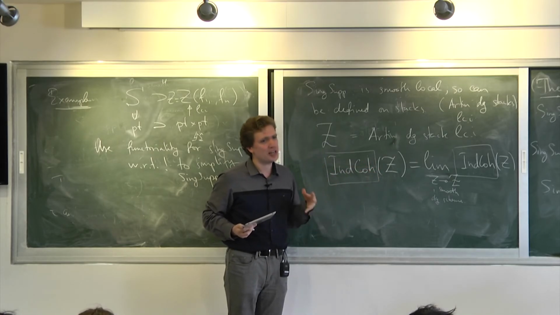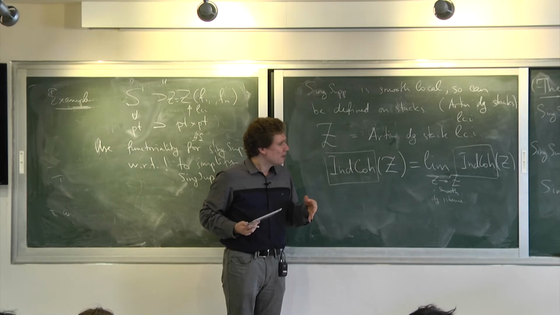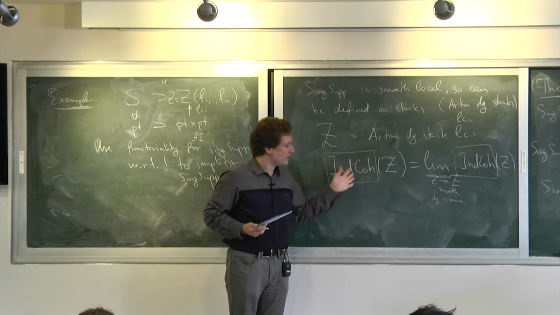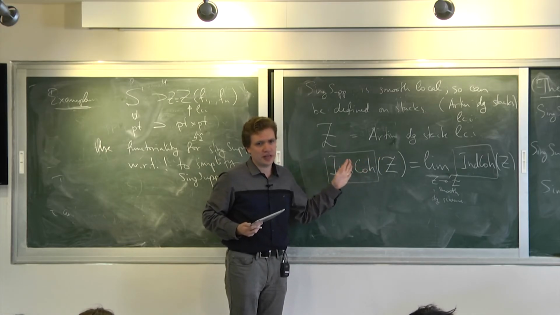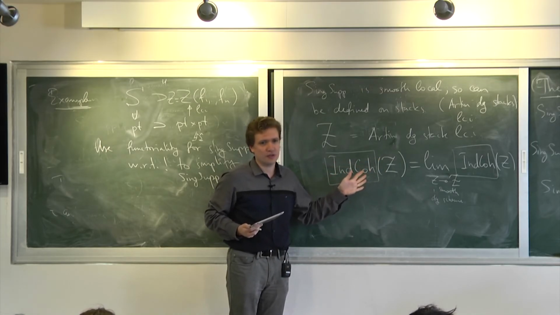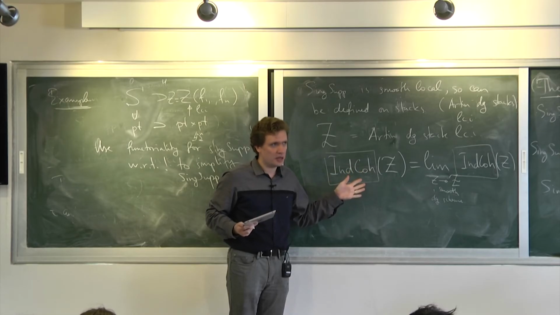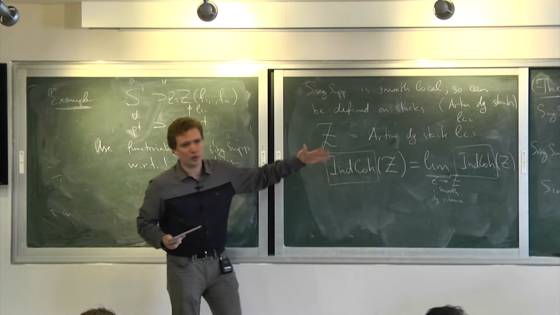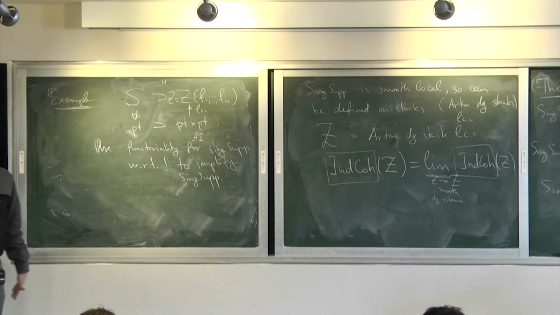But I suggest to forget about this fact for now, because we are also interested in smaller categories, say, the category of quasi-coherent sheaves on Z, where this is not known. So it's not known what happens when we... It's not known where the quasi-coherent sheaves are ind of... I mean, it's not known.